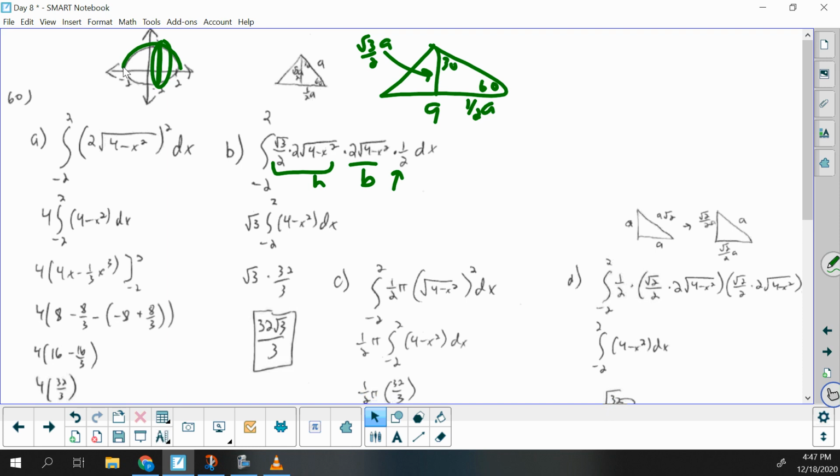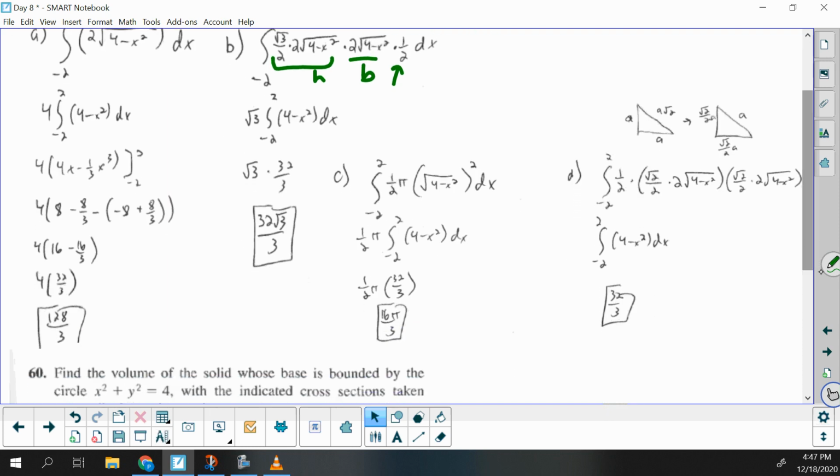Now in C, you had 1/2 pi times radius squared. So because it's the radius and only goes halfway across, that's why we didn't have the 2 out in front like we had in the others.